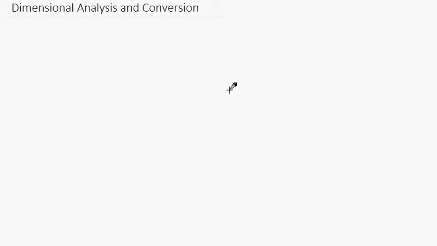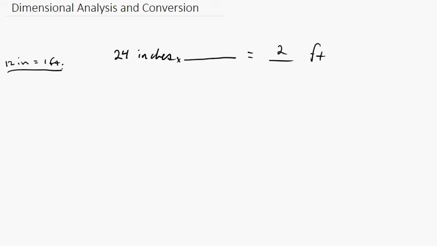So, for example, if I just told you I had 24 inches, and I wanted to know how many feet that is, well, you could probably tell me that's 2 feet. But to be very precise and careful here, what you're actually doing is using a conversion. We know that every 12 inches equals 1 foot. So we are trying to get these inches to be feet, and I write this conversion as a fraction.